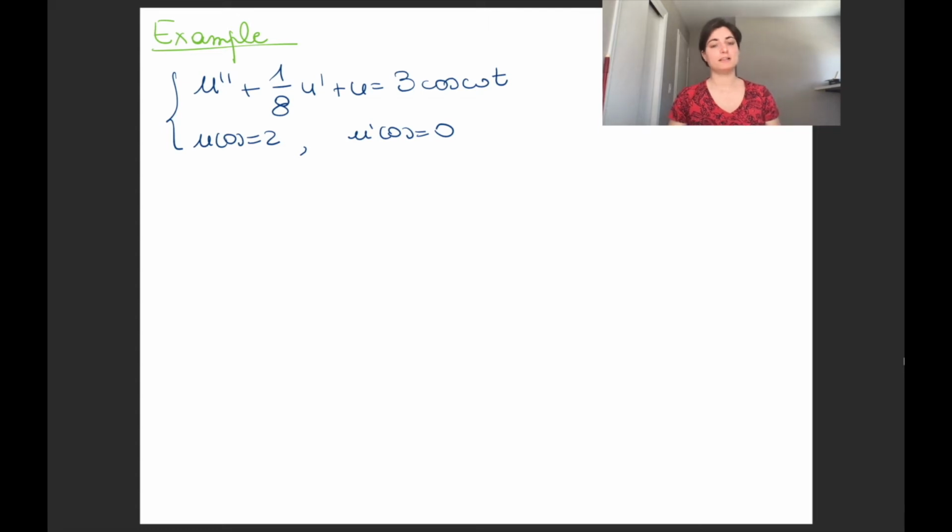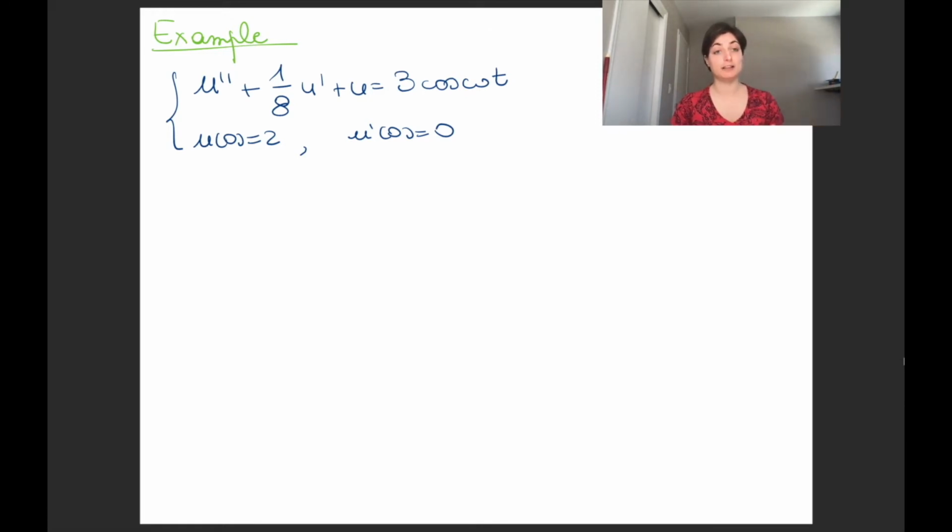Let's look at a practical example. We have u'' plus 1/8 u' plus u equals 3 times cosine of omega t. So omega is not fixed, it's a value that we assign different values to and see how the system responds to different frequencies of the forcing term.